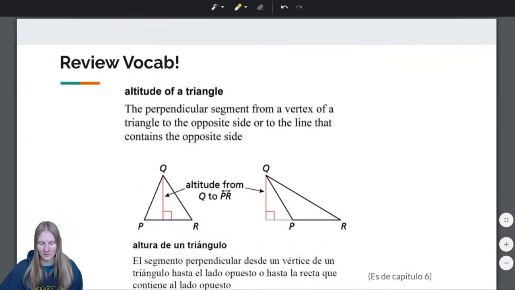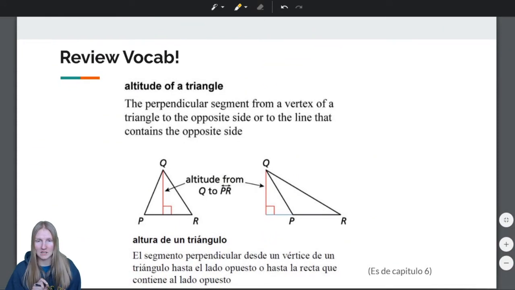All right. Some vocab that we're going to need for this lesson is the altitude of a triangle. You'll remember this from section 6.3. We talked about it briefly. The point of concurrency where all of the altitudes meet was the orthocenter. So we learned about altitudes when we talked about orthocenters in section 6.3. We learned about altitudes when we need to find the height of a triangle, if we're trying to find the area.